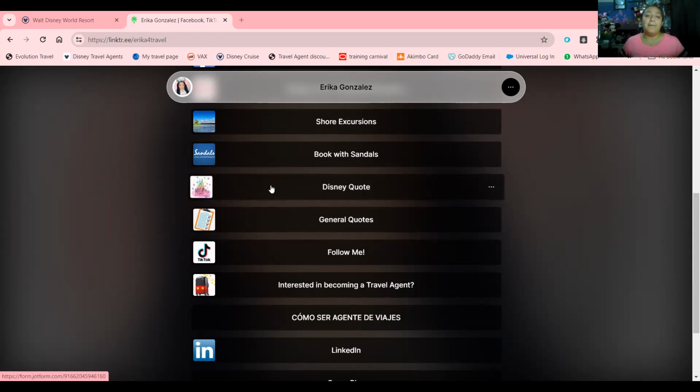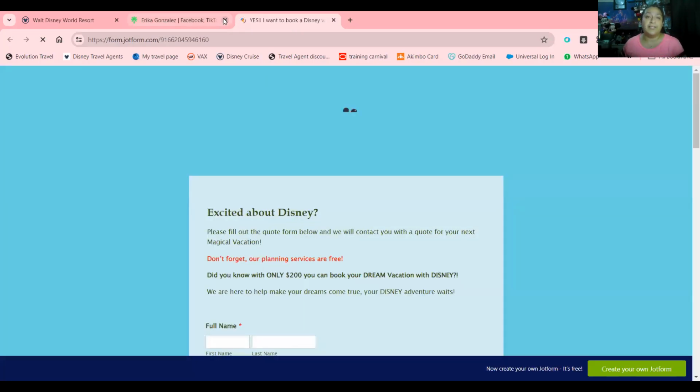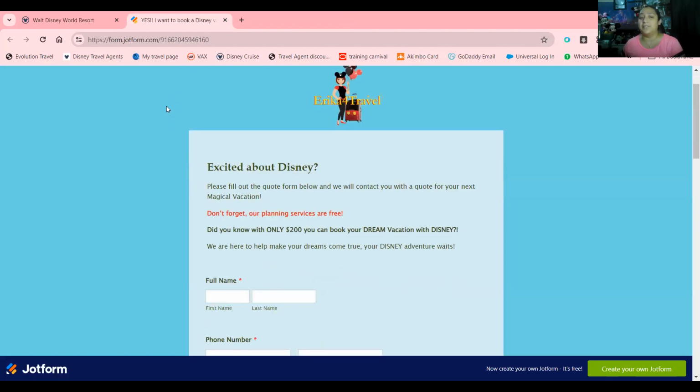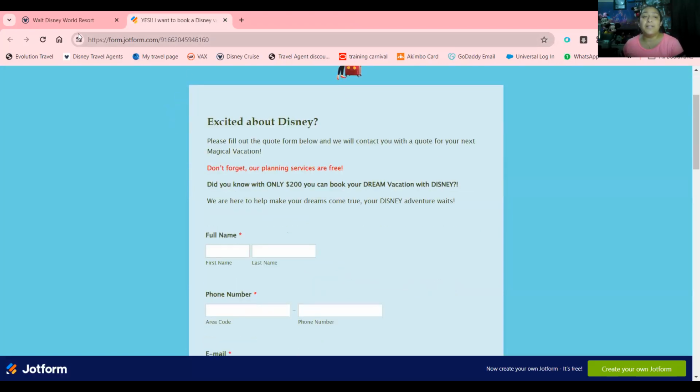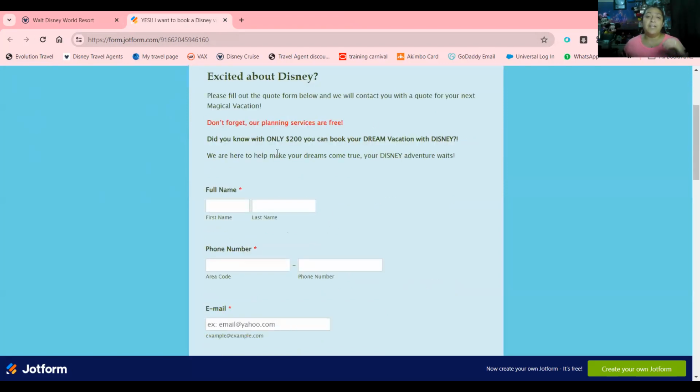But for now, let me go to my Disney quote, so that you guys are able to see how it looks on my end. What I do is I replicate the questions that I'm putting in the Disney site onto here, because all I have to do is transfer the information over and I'm done. Okay. Not only that, but I let them know that it is only $200 down, making it all pretty over here. Because that's eye-catching when you remind them, or maybe they didn't know that and they accidentally went in there and they're like, oh my God, it's only $200 to book.